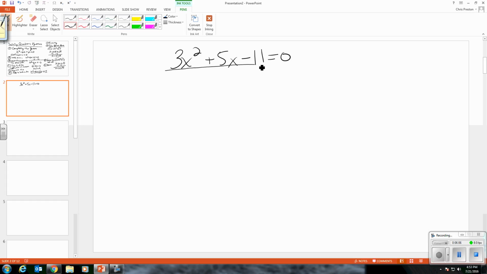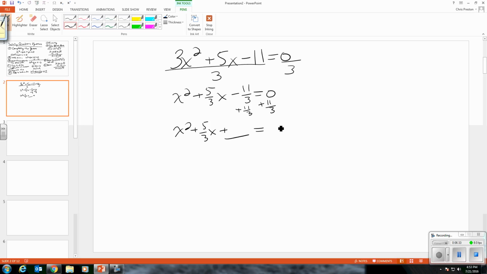I'm going to start off by saying I want this first term to be a 1 and not a 3. So I'm going to divide everybody by 3. That's going to give me x squared plus 5 thirds x minus 11 thirds equals 0. Then I'm going to add this constant, this 11 thirds, to the other side, move it over. So x squared plus 5 thirds x. I'm going to leave myself a blank where I'm going to add in this value here.